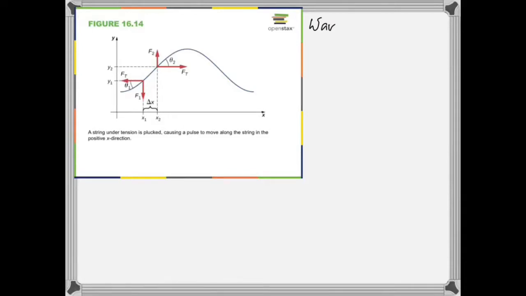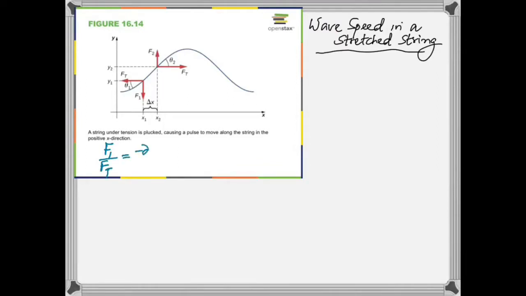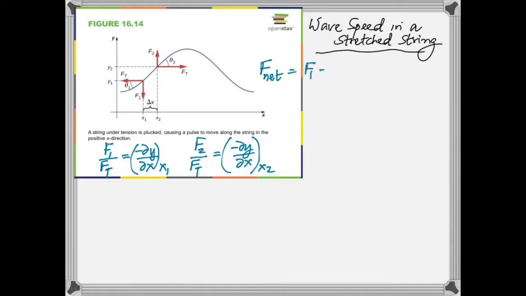So we're going to write down the slope at both those points. And like I said, slope is change in y by change in x. So that's what we're going to do. F1 by Ft is negative dy by dx because F1 is down. But F2 by Ft is, well, I'm going to remove that negative. It's actually dy by dx. So those are the two slopes.